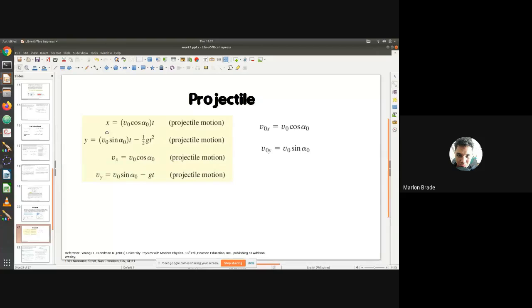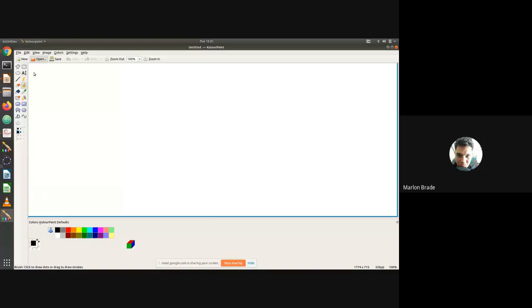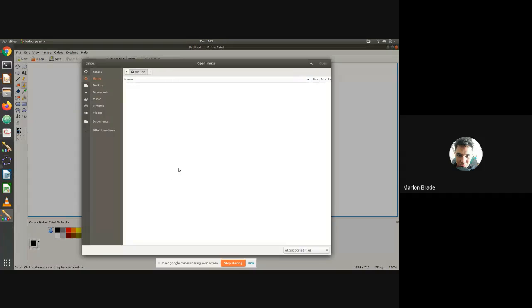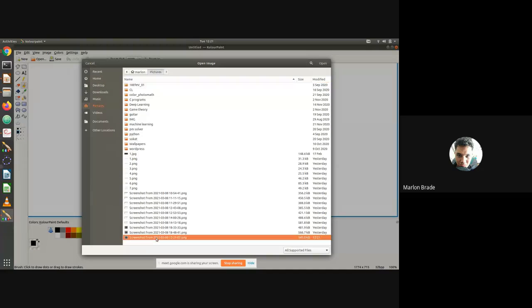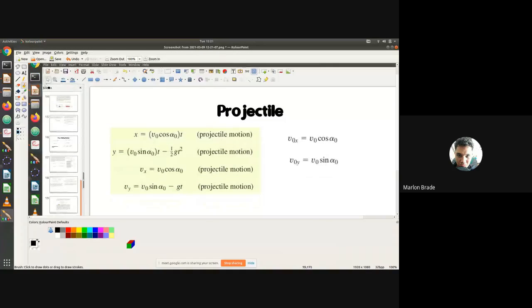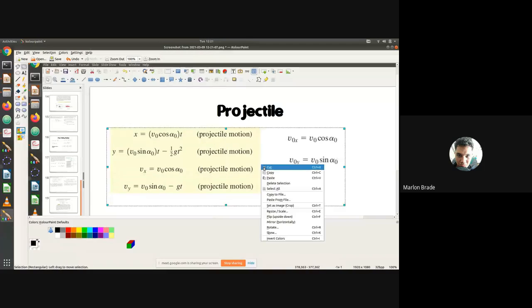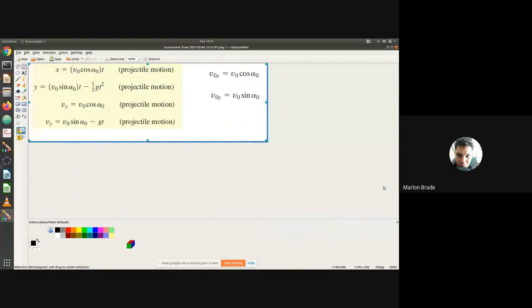Okay, so let's discuss it further using Paint. So we have this equation. We have a_x equals 0 and a_y equals negative g.